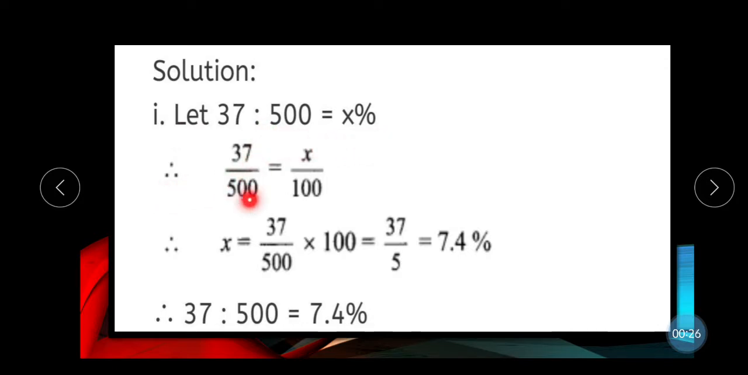Therefore, 37 upon 500 is equal to x upon 100. Cross multiplying, we get 37 into 100 is equal to x into 500. Therefore, x is equal to 37 upon 500 into 100. 0, 0 gets cancelled. What remains is 37 upon 5. After reducing 37 upon 5, we get 7.4%. Therefore, 37 is to 500 is equal to 7.4%.